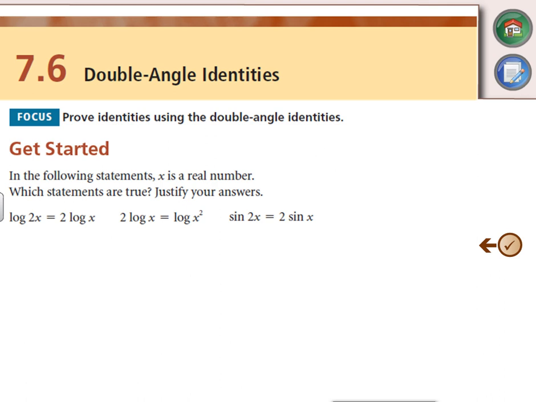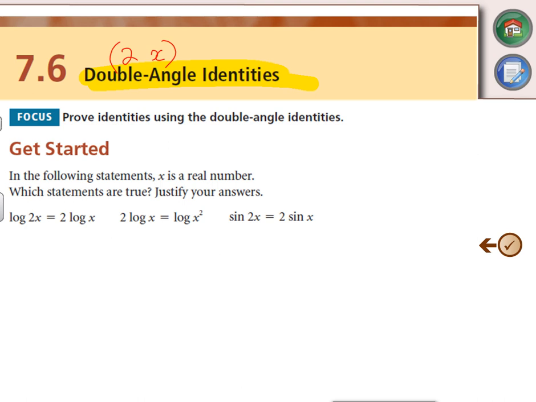Okay, 7.6. We are in the final episode of Season 7 here. We're looking at double angle identities. I know it sounds exciting. Double. That means two of them. We're doing a 2x in the brackets. So let's get started here.